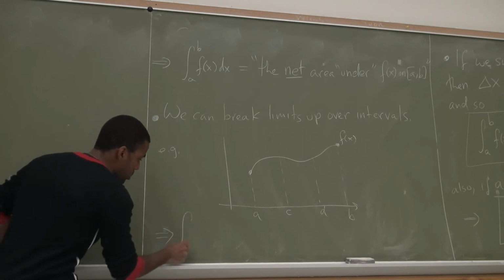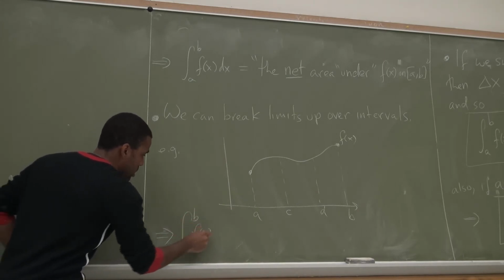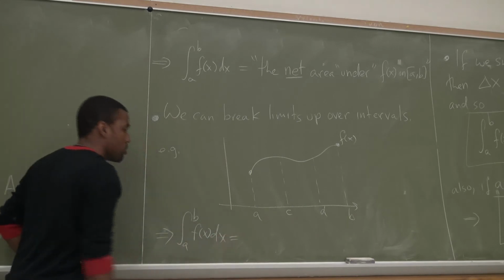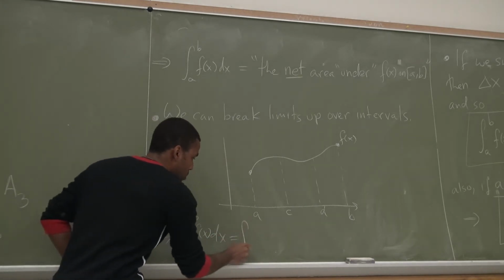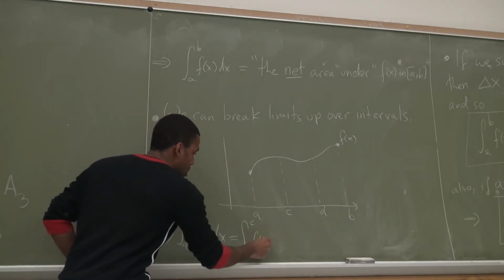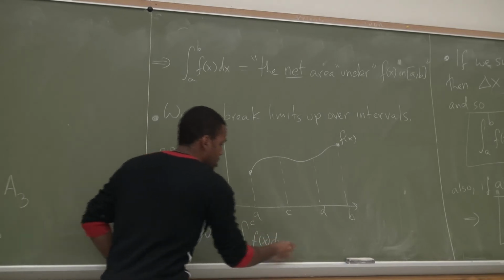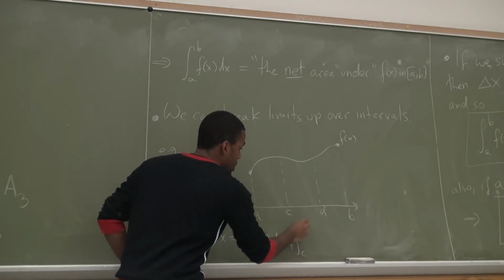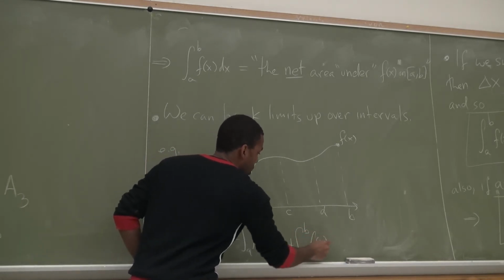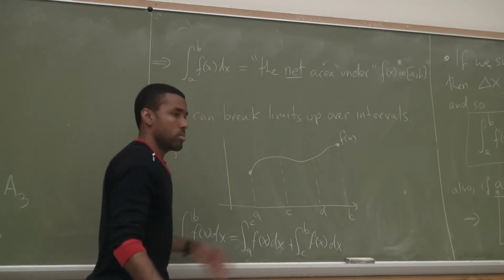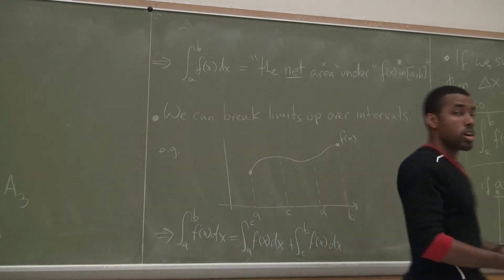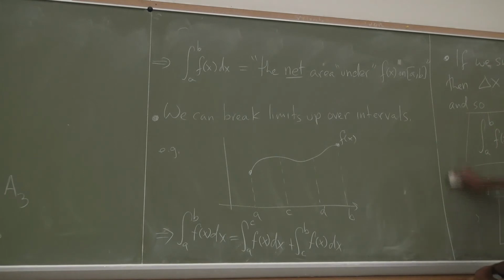This means the integral between a and b of f of x dx is equal to, I can go from a up to c of f of x dx plus I can go from c up to b of f of x dx. And it doesn't matter how the numbers are arranged, I can actually split them up. So I can throw a number between any two limits and just add the integrals and it'll be fine.